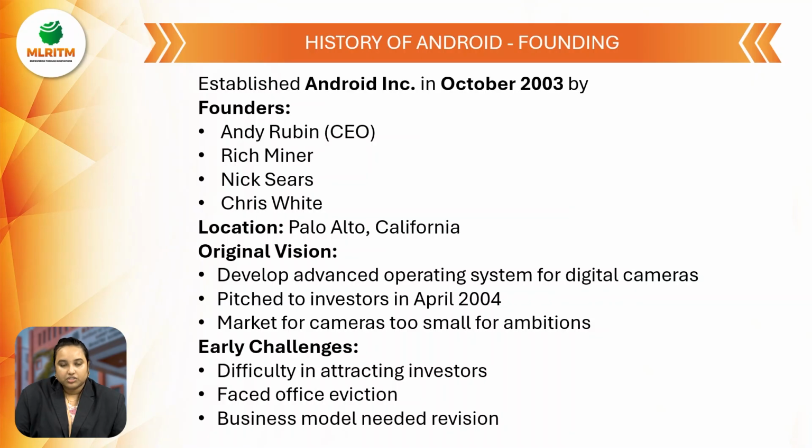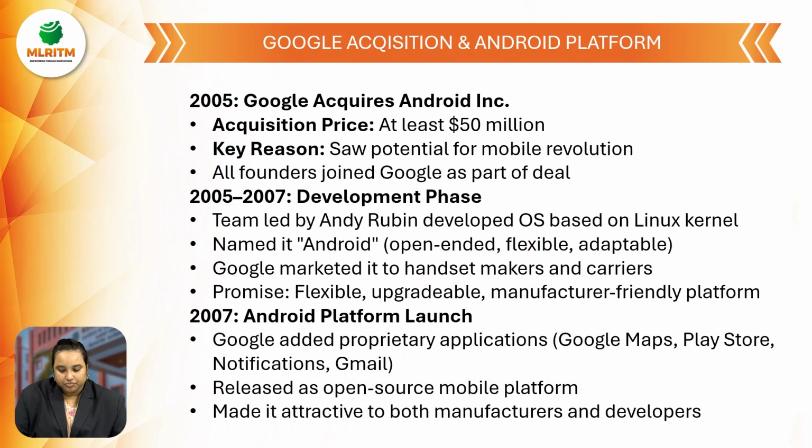They pitched to the investors in April 2004, but the market for cameras was too small for their ambitions. So the early challenges were difficulty in attracting investors, facing offline eviction, and the business model needing revision. So Google acquired the Android platform. In 2005, Google acquired Android, and the acquisition price was at least $50 million.